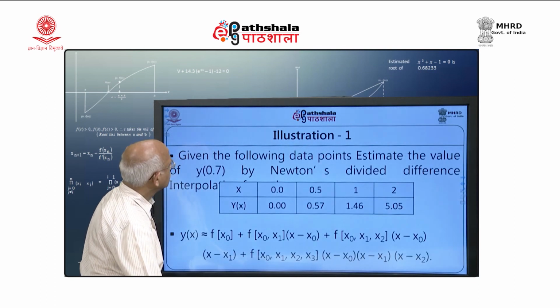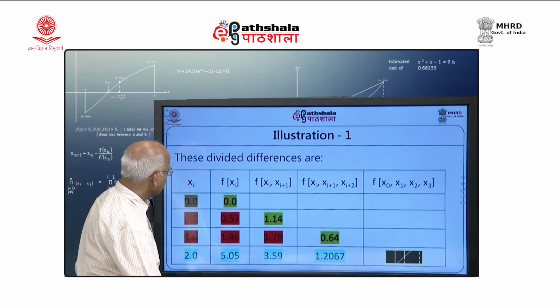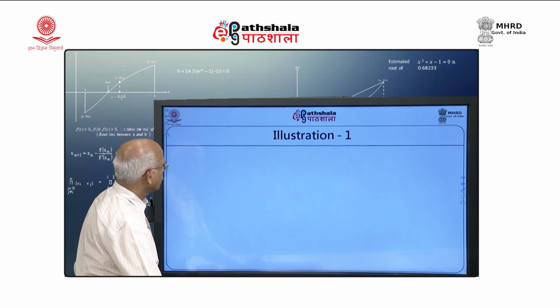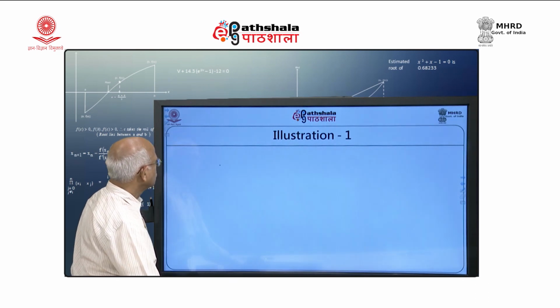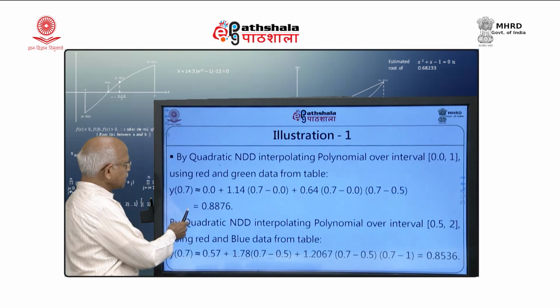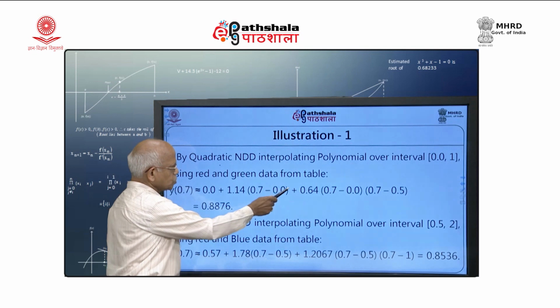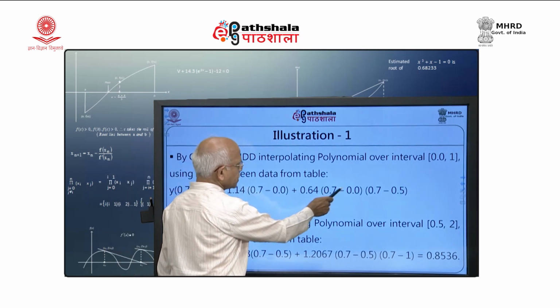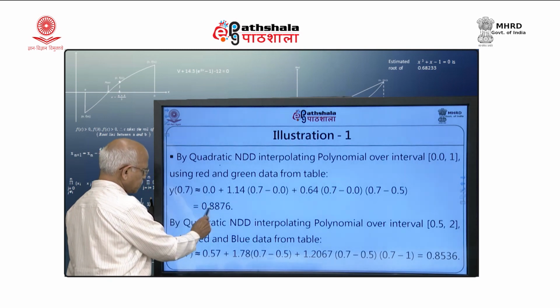I am going backward instead of forward. So, we get here 0.0, 1.14 into 0.7 into 0, 0.64 into 0.7 into 0 into 0.7 into 0.5, and I will get this value.